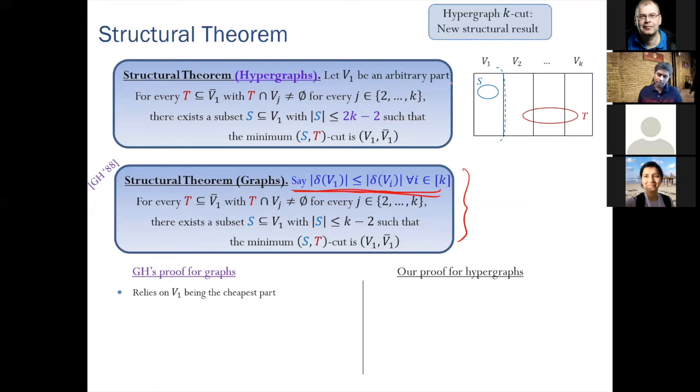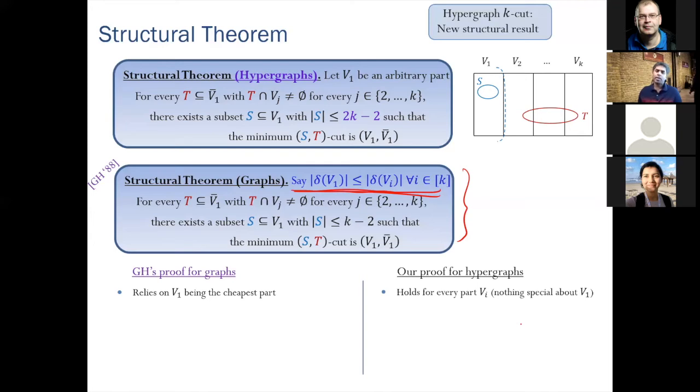Whereas our structural theorem holds for any part of the optimum K partition. There is nothing special about V1, so it holds for every part of the optimum K partition. So in this sense, our structural theorem is stronger even for graphs.